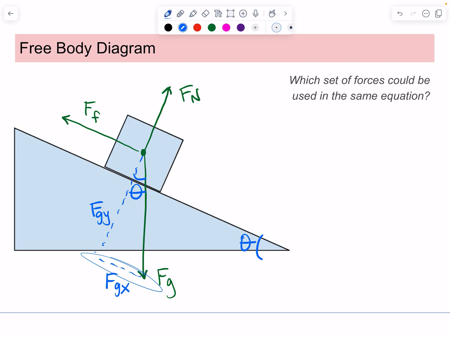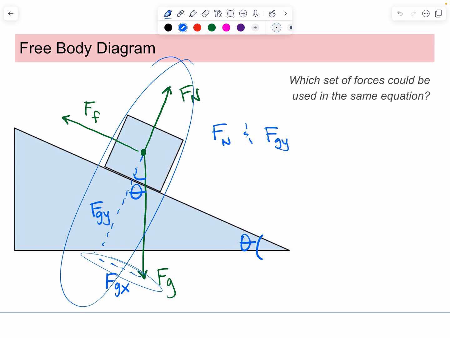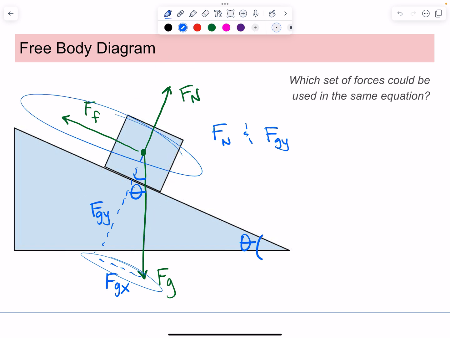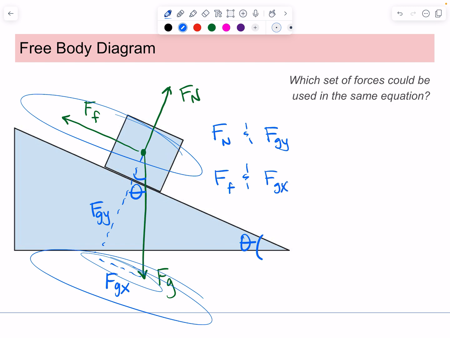So, which set of forces could be used in the same equation? Well, let's look at the vertical first, right? The normal force could be used in the same equation as the y component of the force of gravity. The force of friction and x component of the force of gravity, those are also on the same plane. So force of friction and FGX could be used.